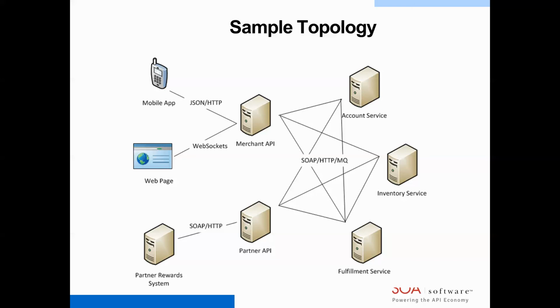And then on the left-hand side, I might have a number of different channels with different clients. I might have a mobile app using JSON over HTTP. I might have a web app with HTML5 consuming services with WebSockets. I might have a partner reward system using SOAP, perhaps, over HTTP. And these different APIs are consuming different back-end APIs. And this is a classic topology that we find within our partners and customers.